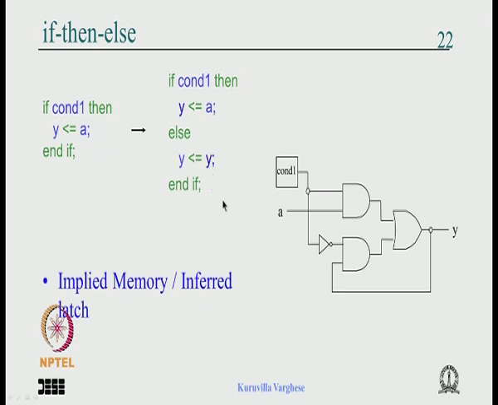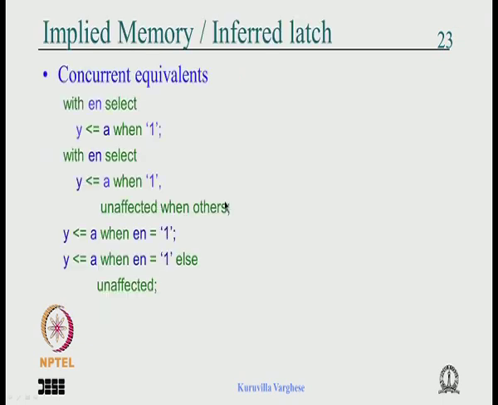So you could specify, in principle, null. That is how you write an inferred latch or implied memory using the concurrent statements. Okay, and unaffected and null can be used.